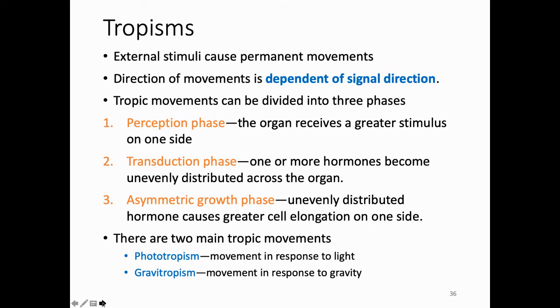In the first one, perception, the organ receives a greater stimulus on one side, and then one or more hormones become unevenly distributed across the organ, and that will cause a greater cell elongation on one side. There are two main tropic movements: phototropism, the movement in response to light, and gravitropism, the movement in response to gravity.